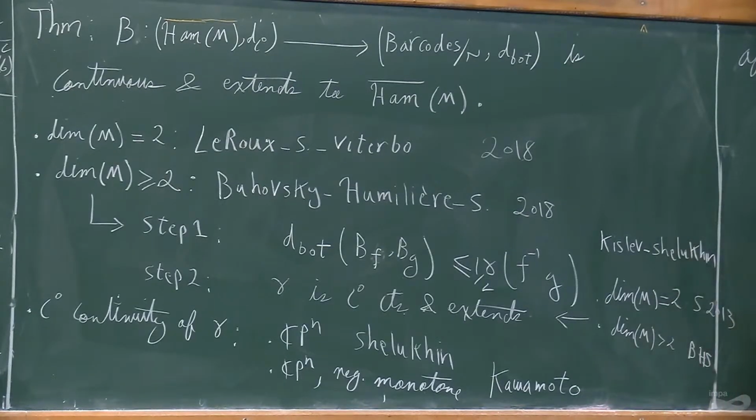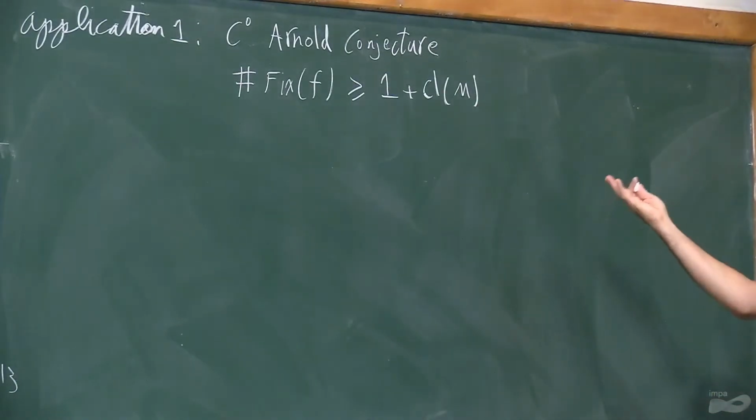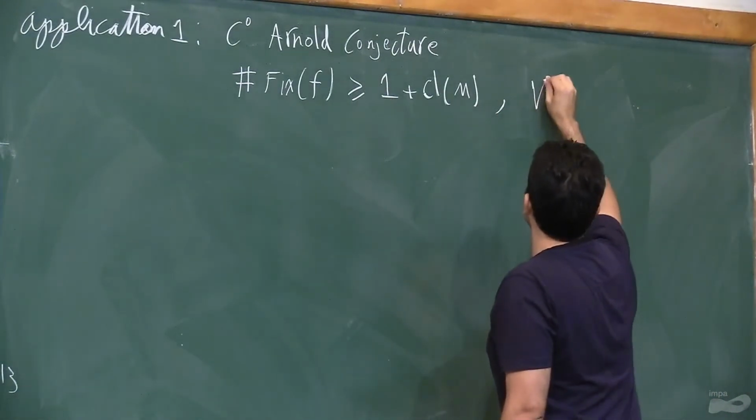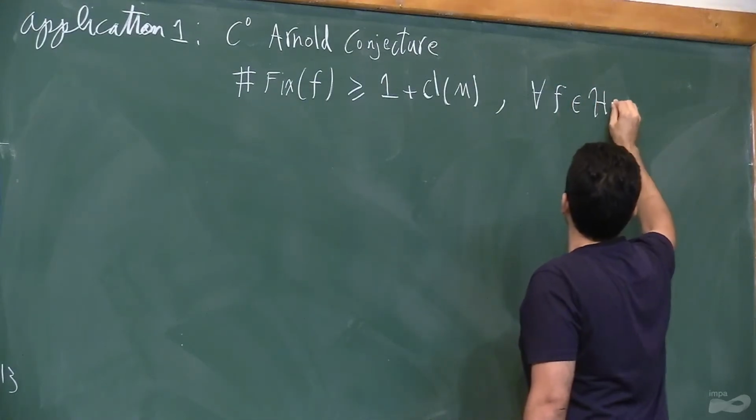is the C0 version of the Arnold conjecture. So we all know what the Arnold conjecture says. The number of fixed points of a Hamiltonian diffeomorphism F is bounded from below. There are many versions, but the version that's suitable for me is this one: it is at least 1 plus the cup length of the manifold M. Okay, so one C0 interpretation would be this: the same thing holds for all homeomorphisms.